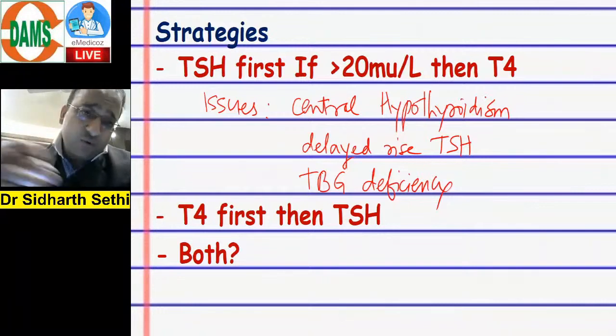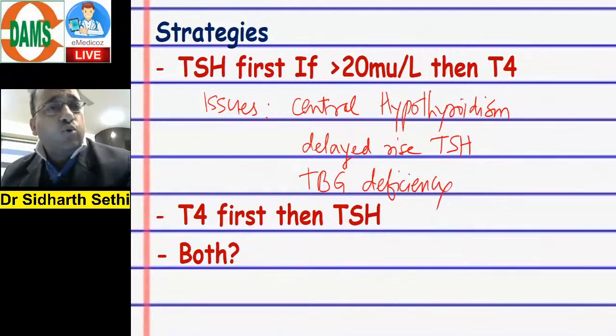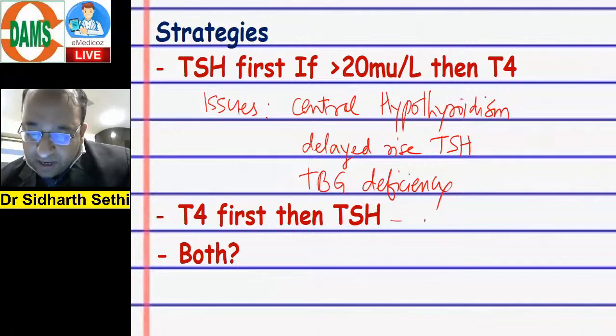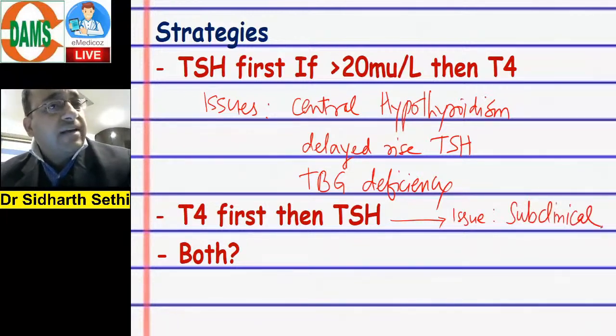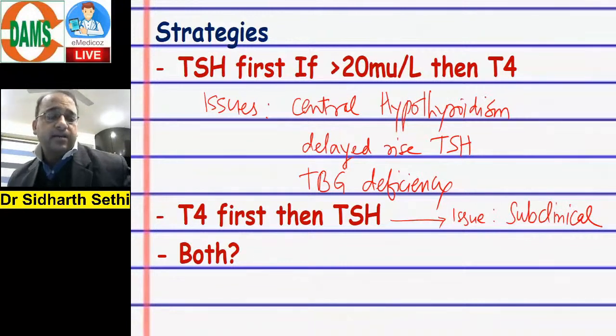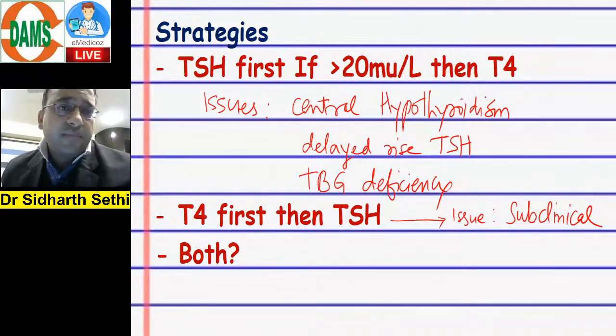Now what if I do T4 first? In America, initially they used to do T4 first. Now, as very nicely answered by one student, there is an issue in this strategy also. In subclinical hypothyroidism, it is called subclinical compensated hypothyroidism. So in subclinical compensated hypothyroidism, initially T4 may be normal. If you are compensated, T4 is the most important, all of you. So if you are compensated, T4 may be normal.